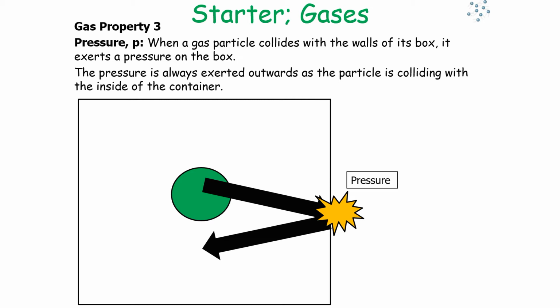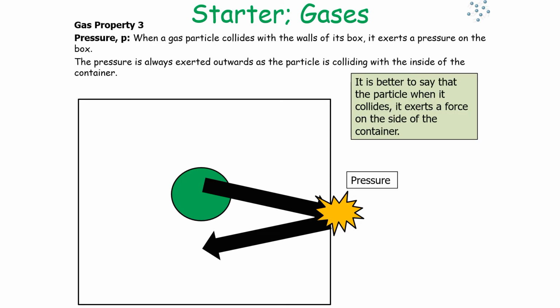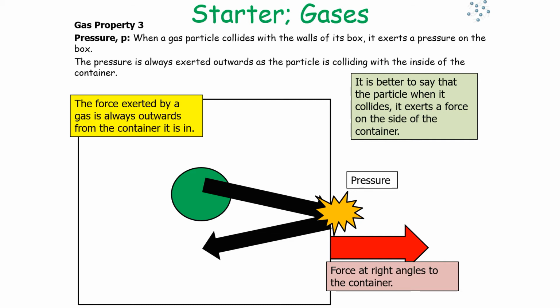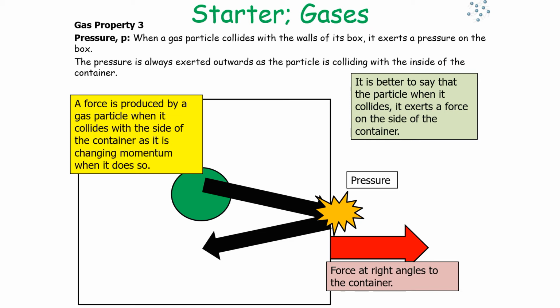The third property we've got to consider is pressure. When a gas particle collides with the walls of its container, it exerts a pressure on the box. This pressure is always exerted outwards as the particle always collides with the inside of the container. It's better to say that when the particle collides, it exerts a force on the side of the container which leads to a pressure. When it hits the container, it produces a force at right angles to the container, always exerted outwards. A force is produced when a gas particle collides with the side of the container because it changes momentum.